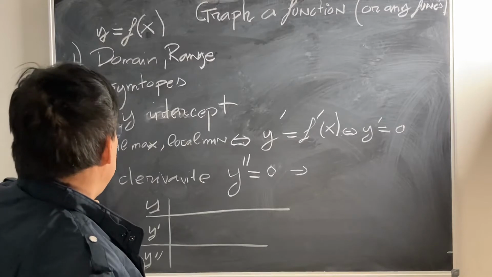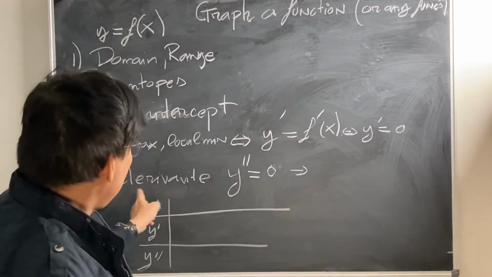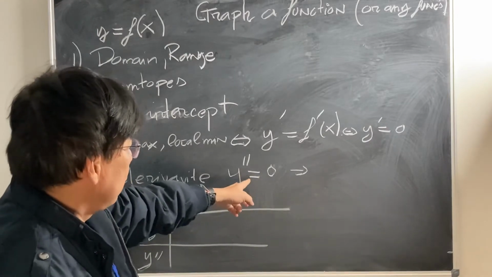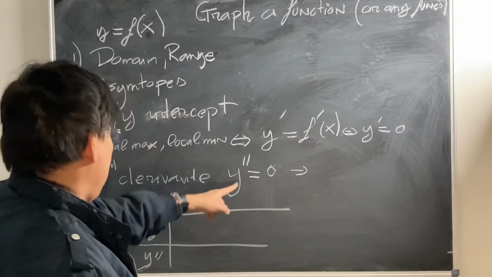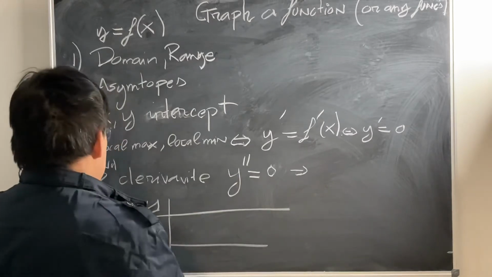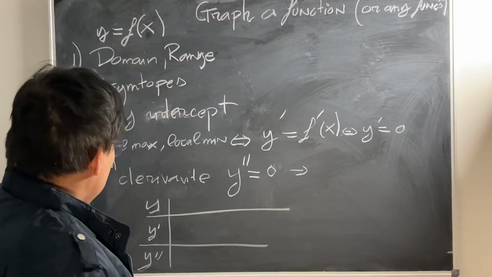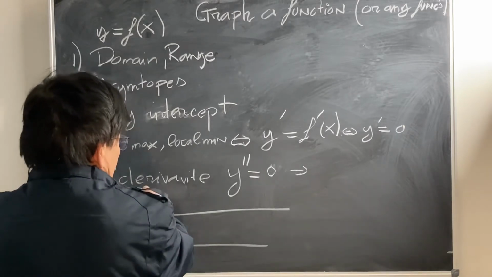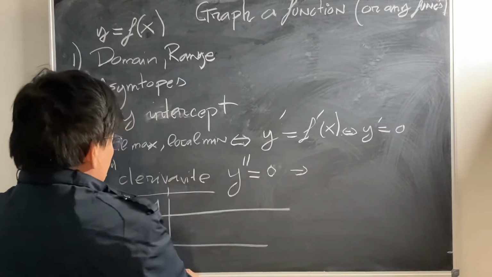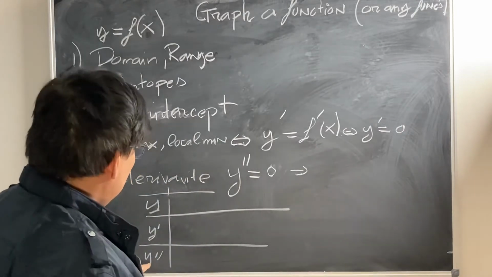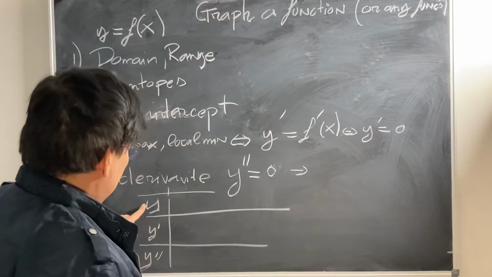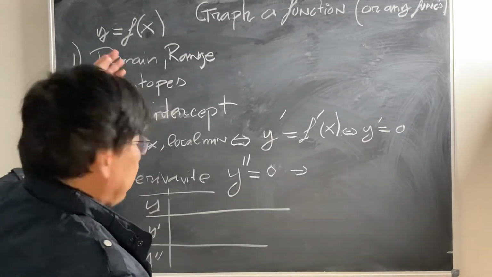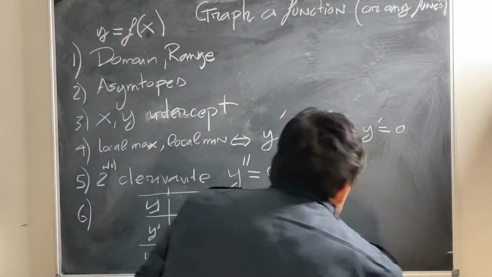And the fifth one, the second derivative, find the inflection point. Set y double prime equal 0 and solve for x. And finally you set up a table including y prime and y double prime, y, first derivative, second derivative. Okay, so let's go to an example.